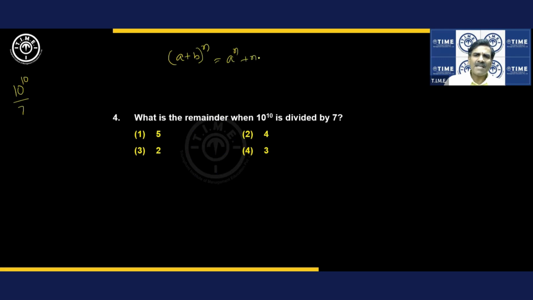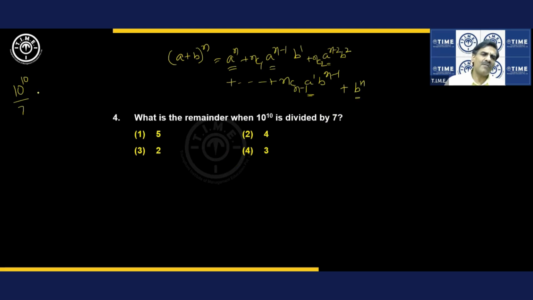a power n plus nC1 a to the power of n minus 1 b power 1, nC2 a power n minus 2 b square, plus so on, nC(n minus 1) a power 1 b to the power of n minus 1. Finally, nCn, which is nothing but 1 again, into b power n we will be having. So if you observe carefully here, on expanding this, all terms will have a except the last one. Up to the last but one we are having a, whereas the last term has only b.